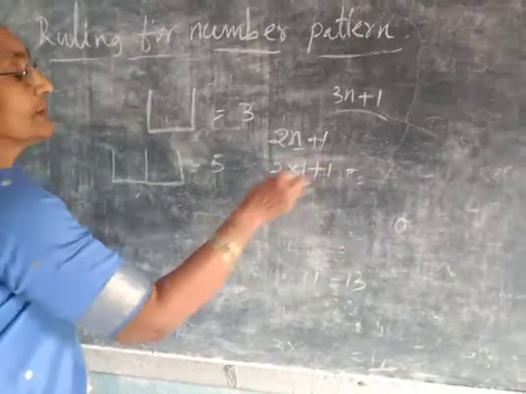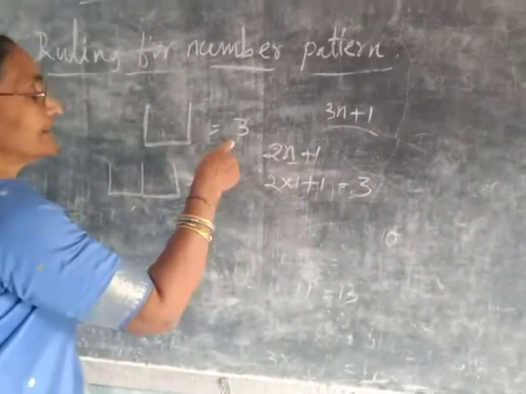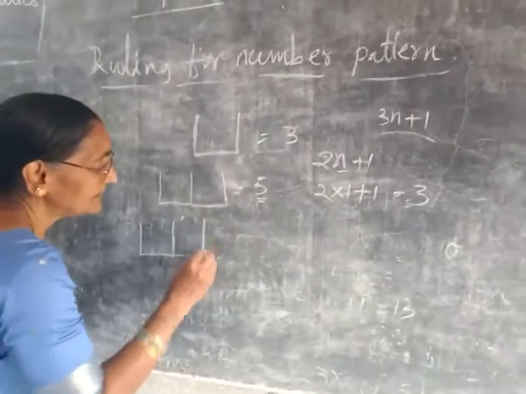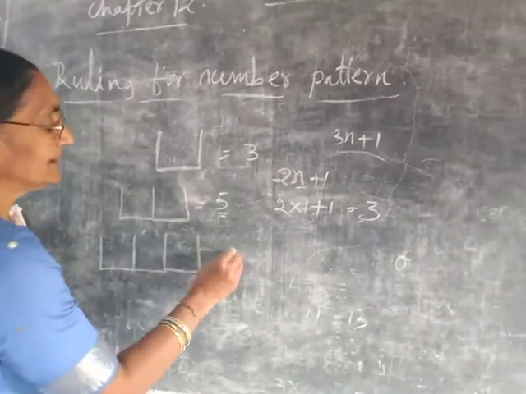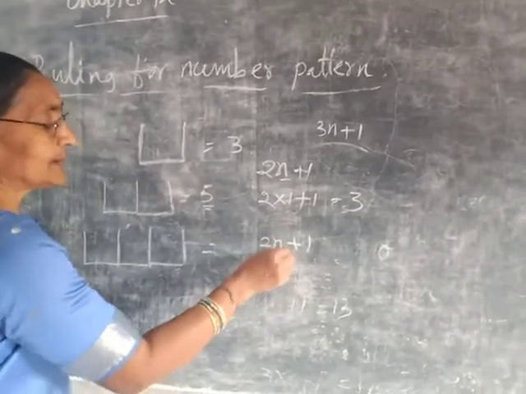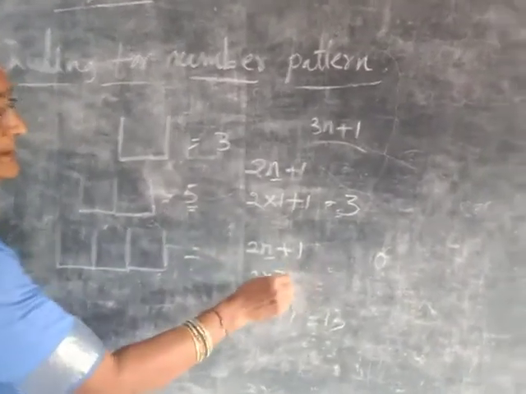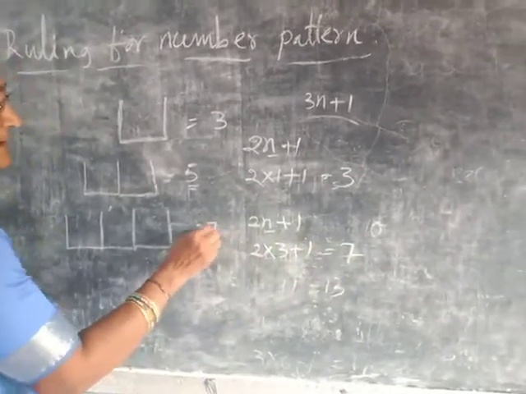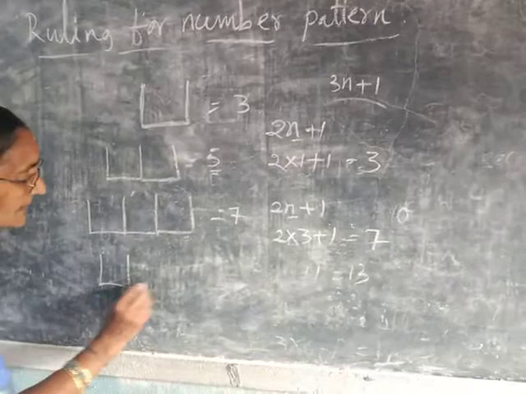Then 1. How much is there? 2 1s are 2, plus 1, 3. 3 came. Then 2 means it is 5. Then 3, the same repeatedly. 3 means how much will come? See, 2n plus 1. In place of n you write 3. Plus 1. 3 2s are 6, plus 1, 7. It is 7. Like that way, 4.